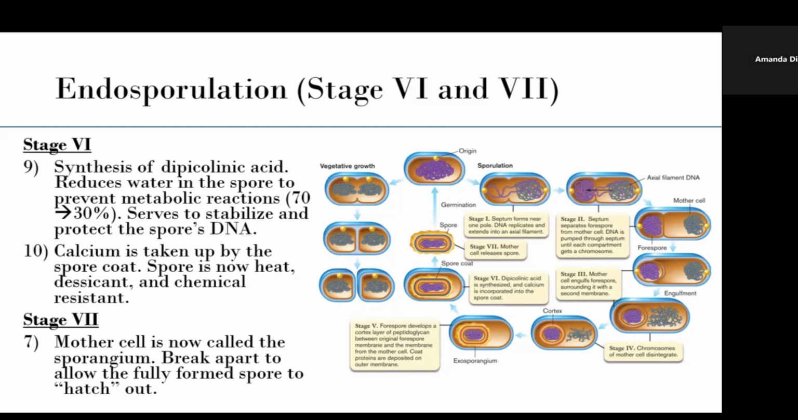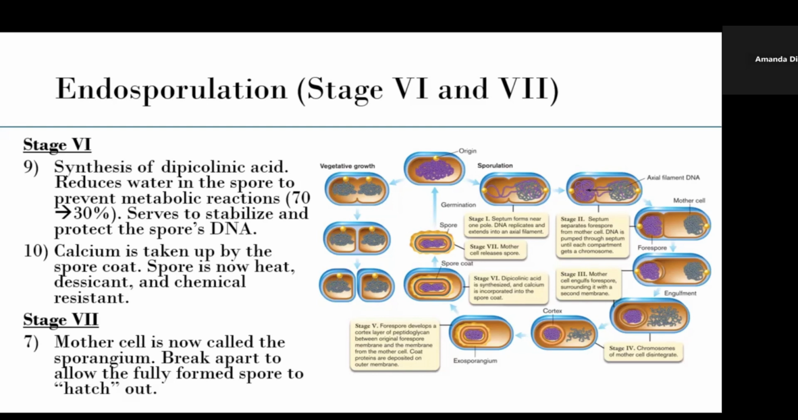They're not going to be degraded by water. We're not going to have to constantly be fixing them and putting them together. We also are going to stabilize and protect the spore's DNA with this dipicolinic acid. Then calcium is taken up by the coat of the spore, this big, thick cell wall-like structure that's being formed. The spore coat makes this forespore resistant to heat, resistant to drying out. It can even go into space and come back and be like, yeah, that was no big deal. Where there's lots of radiation and there's a vacuum, it makes this thing super resistant.